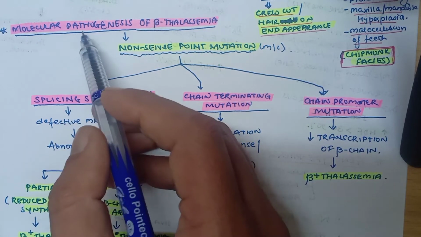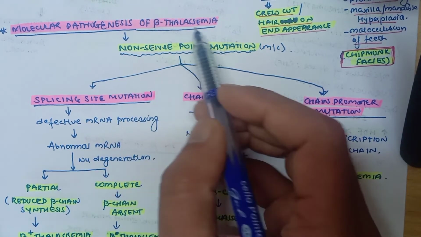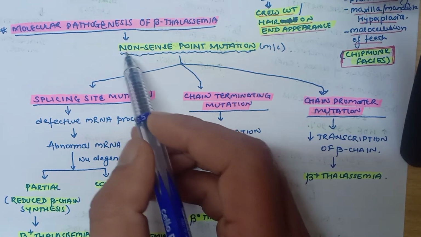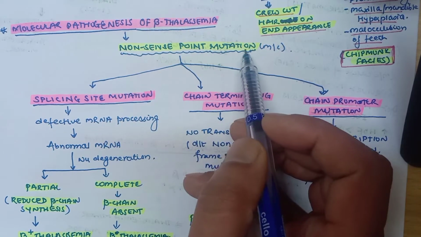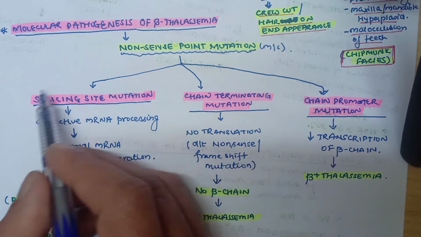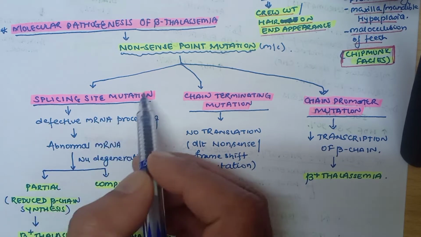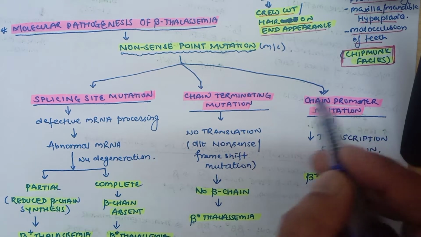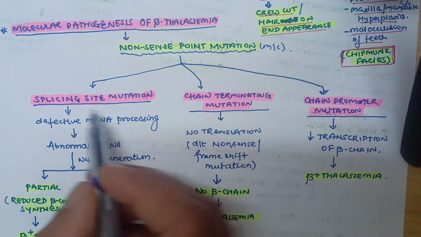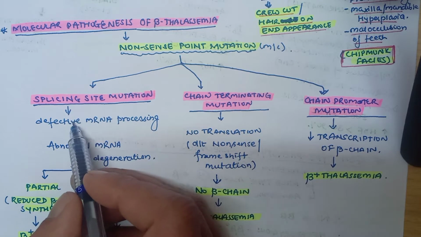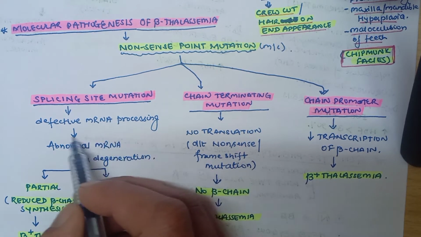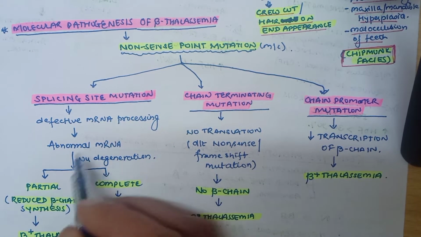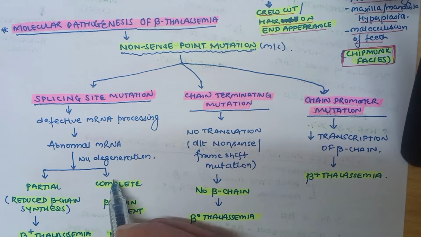Now we will be discussing the molecular pathogenesis of beta thalassemia. In beta thalassemia, the most common genetic change is point mutation, which is of three types: splicing site mutation, chain terminating mutation, and promoter mutation. In splicing site mutation, there is defective mRNA processing, which will result in abnormal mRNA. This will cause nuclear degeneration, which may be partial or complete.